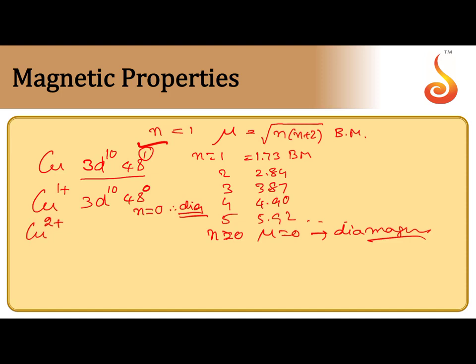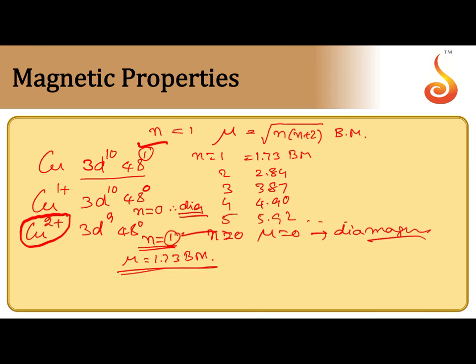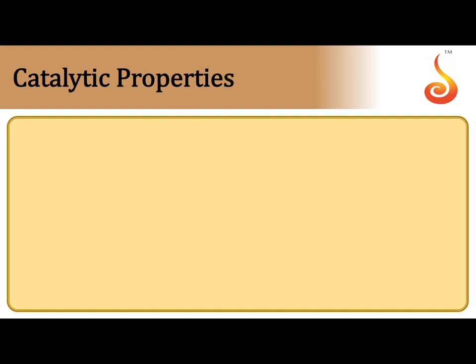Cupric ion, if you take, one more electron must be removed now from 3d. So the electronic configuration of the cupric ion is 3d9 4s0, number of unpaired electrons 1. So cupric salts like cupric oxide and cupric chloride are paramagnetic with magnetic moment 1.73 Bohr magnetons because of one unpaired electron. So this is the method of how to calculate the number of unpaired electrons in a d block metal ion, and then the magnetic moment.